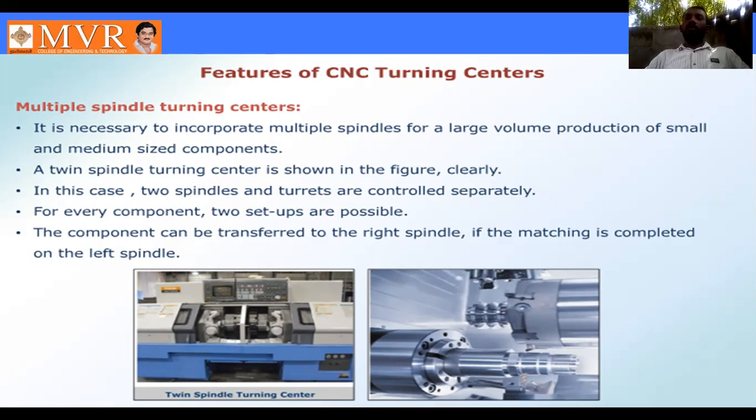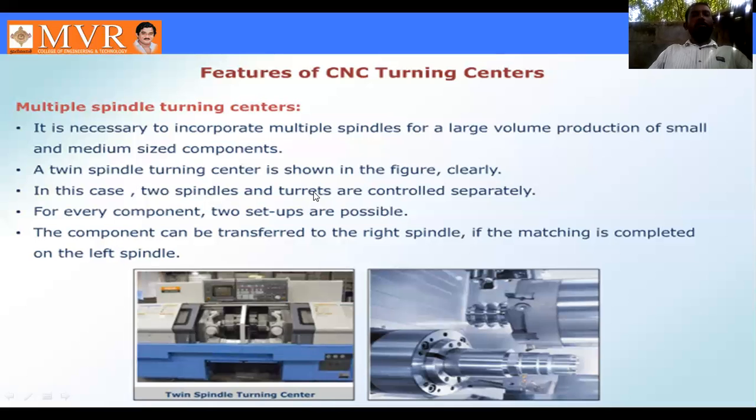So machine technology is what makes it possible to produce small and medium sized components. So the twin spindle turning center, as shown clearly in the figure. It is a twin spindle turning center. Twin is nothing but two. These two spindles we have.